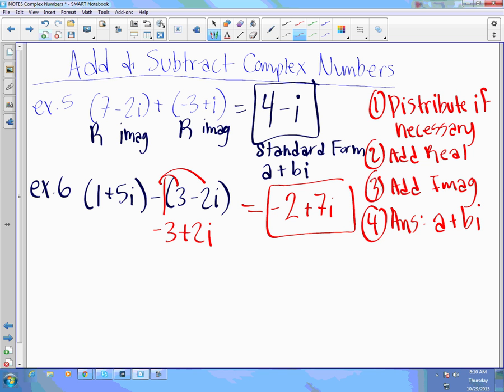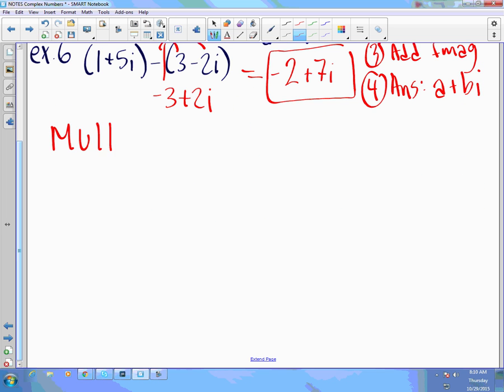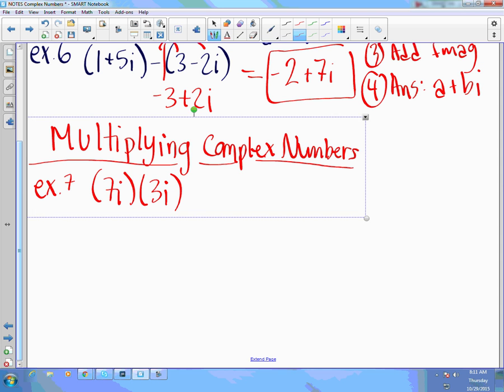Okay, multiplying polynomials is also very similar to what we're used to, except for one new detail. I gave this as multiplying polynomials, but it's multiplying complex numbers. Example 7. 7i times 3i. Remember how complex numbers are supposed to have a real piece plus an imaginary piece? What's the real piece of 7i? 0. So this is still technically a complex number. 0 plus 7i. That's the same thing as 7i.